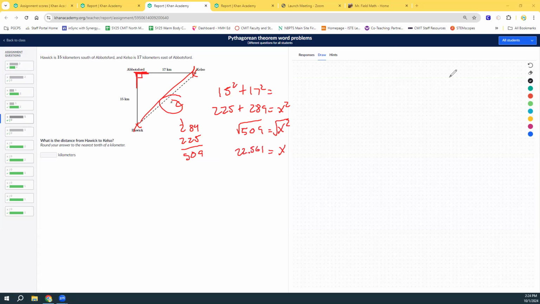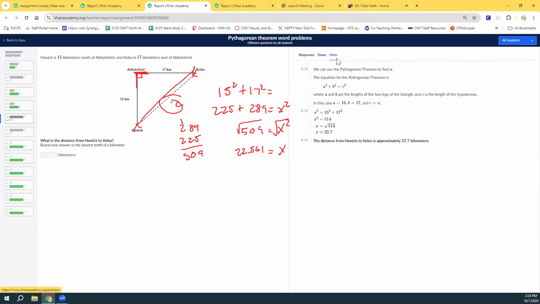And so let's check our answer. 22.7. How come I got 509? Oh, I wrote down the wrong number. Did you notice that I did that? I wrote down 225 and 284. So in any case, that's 514. No problem. Still fine. Just make sure you have better handwriting than me and you'll do a great job.